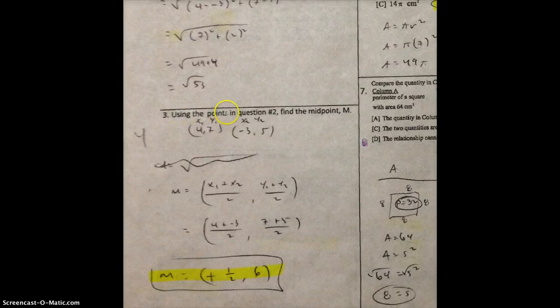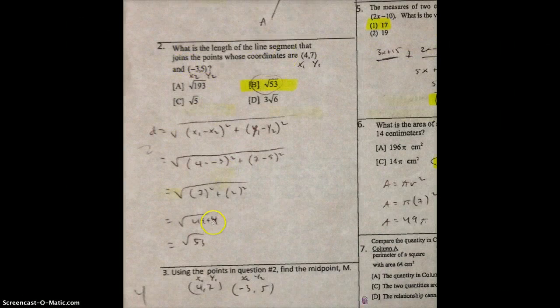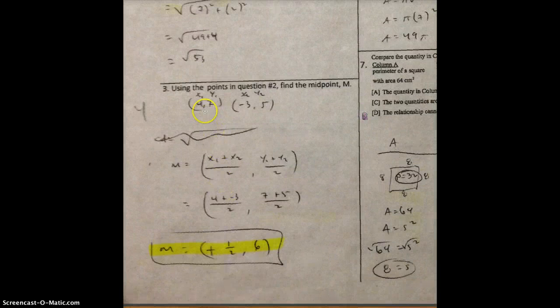Question number 3, use the points in question number 2 and find the midpoint, capital letter M. So go back up to question number 2. I'm going to use those ordered pairs (4, 7) and (-3, 5). So there's my 2 points. Label them x1, y1, x2, y2. Here's my formula. Write down the formula, then your substitution. Notice how they're adding here. 4 plus negative 3 is 1, so negative... 4 plus negative 3 is a positive 1, so I'll give you 1/2 comma 6.